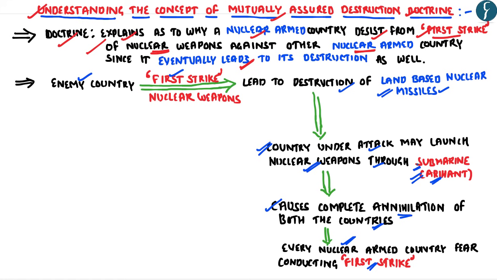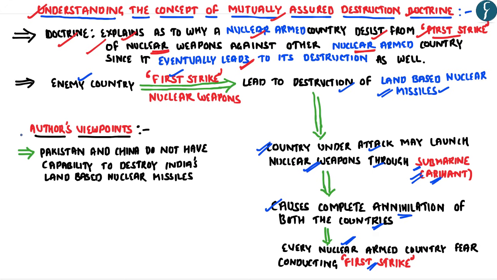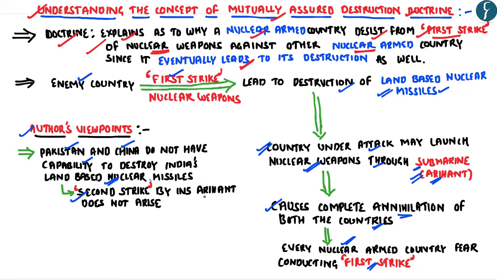However, the author of this particular article highlights that the induction of INS Arihant was unnecessary. So it is in this particular context, let us understand the viewpoint of the author. The author of this particular article highlights that both Pakistan and China presently do not have the capability to destroy India's land-based nuclear missiles. Because of this, the idea of the retaliatory second strike by India by using the nuclear weapons launched from INS Arihant does not arise in the first place, since both Pakistan and China do not have the capability to destroy India's land-based nuclear missiles.